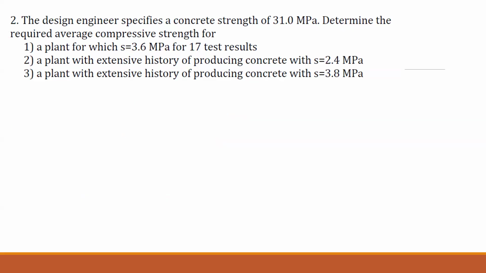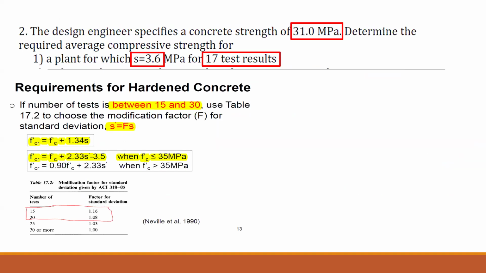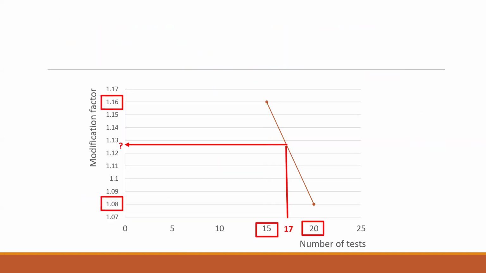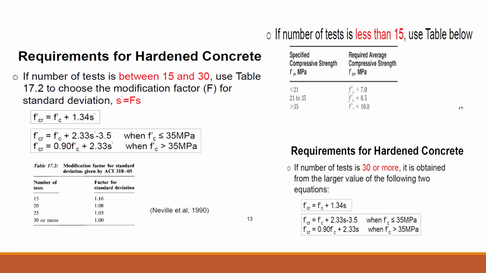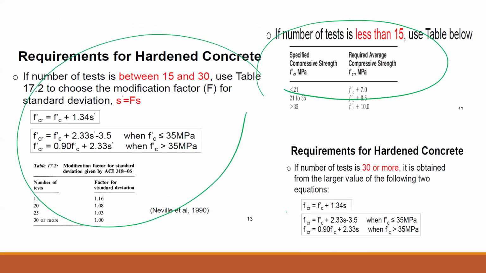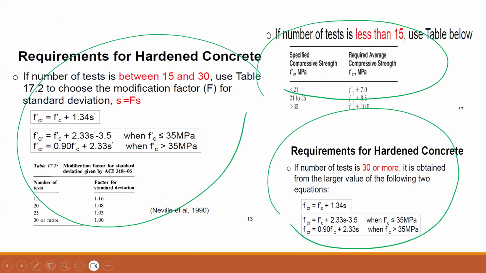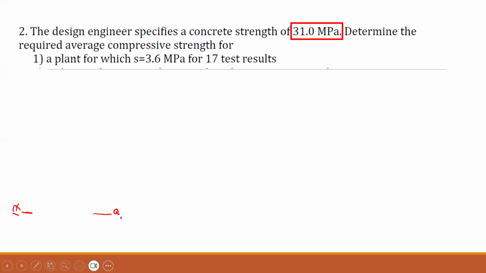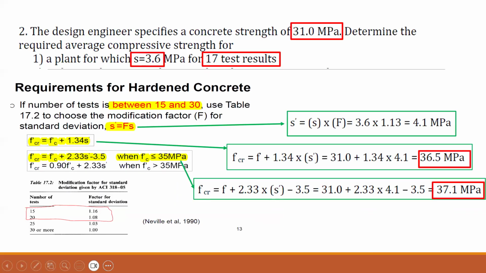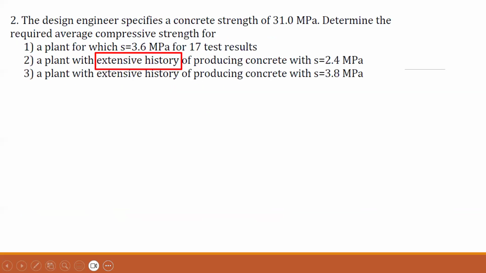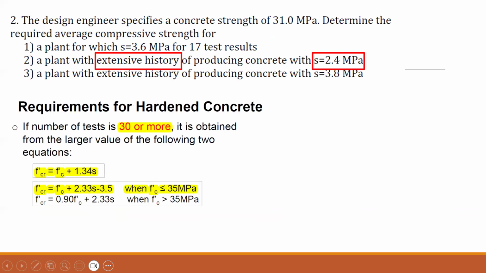I showed you, depending on the number of tests, there are three sets of equations. This is when the number of tests is less than 15. This is between 15 and 30. This is for more than 30. So now in the second and third, we have more than 30 tests. So that's why we are going to do this with the more than 30 tests set. I'll give you a few minutes.